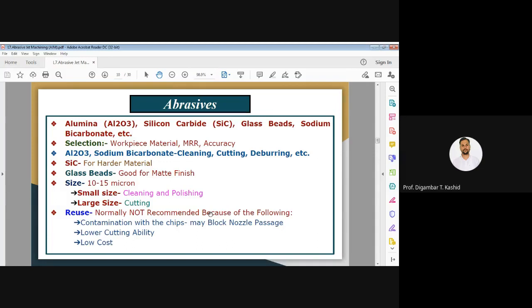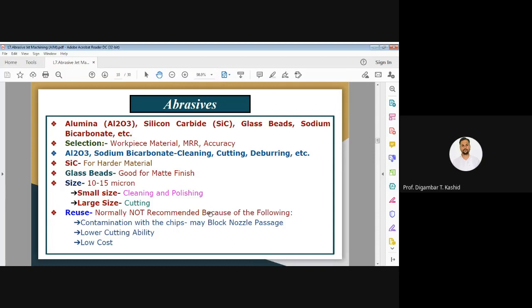Otherwise, if you put that component as it is into the sub assembly or assembly without removing the burr, then this burr can be dangerous or fatal for the life of the component, and due to that burr the failure of the component may occur. To avoid the failure of your component, you need to remove the burr. This removal of the burr is known as the deburring operation. And this abrasive jet machining process is very good for deburring purposes.